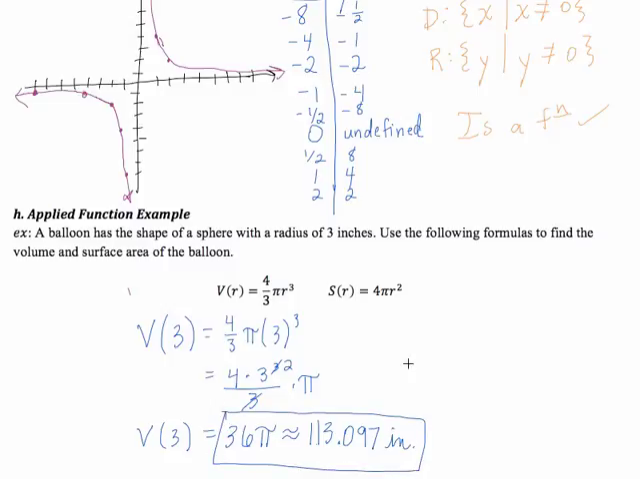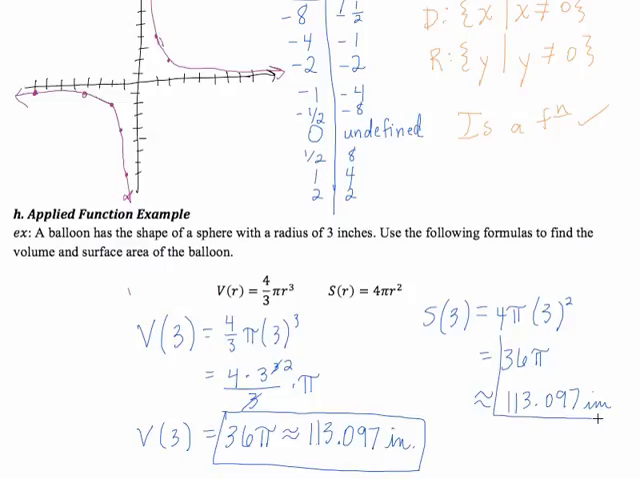exact and approximate. And for the surface area, you would find S of 3, 4 pi times 3 squared, which is the same, coincidentally. This is the approximate sign right there. Kind of neat that they both have the same value, but the point is just that it's an example of an applied problem where you're using function notation. And that's it for this section.